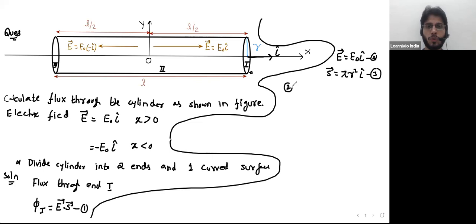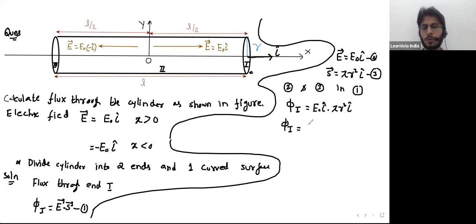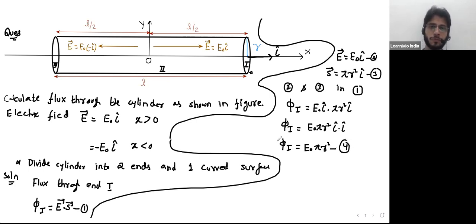So we can substitute 2 and 3 in 1. When we substitute, the flux through end 1 is E naught i cap dot pi r square i cap. So I can write this as E naught pi r square times i cap dot i cap. And what is i cap dot i cap? It's 1. So the flux through end 1 is E naught pi r square only. That's my equation number 4. So that's the first thing.